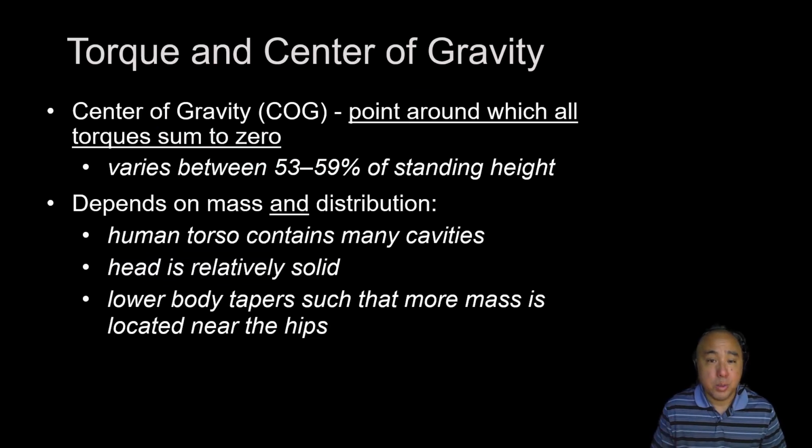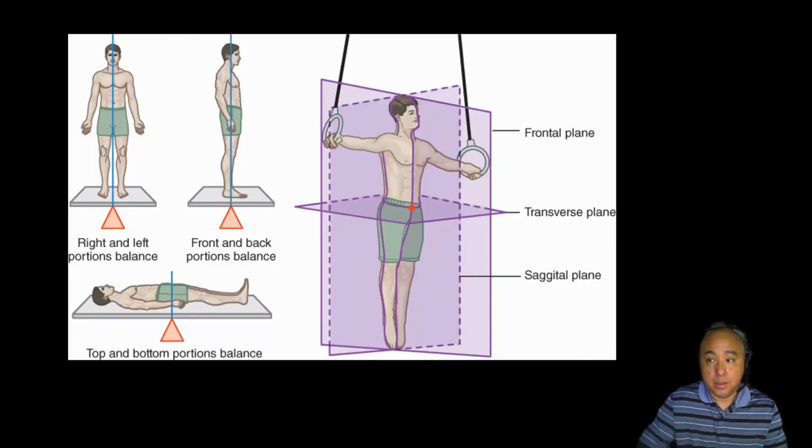And in the context of the human body, because the human body is made up of multiple segments with different mass distributions, like the human torso has multiple cavities, the head is solid, the upper limbs and the lower limbs tend to taper off, so the locations of their individual centers of mass are probably more proximal than they are distal. So the center of gravity will be different depending on the torques that are produced by those individual segments. Why? Because each segment has the ability to move.